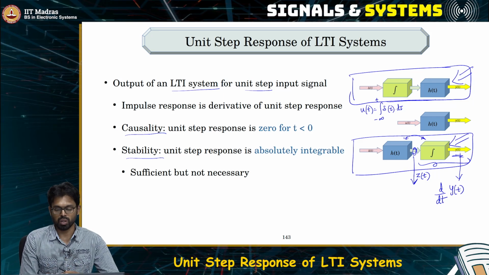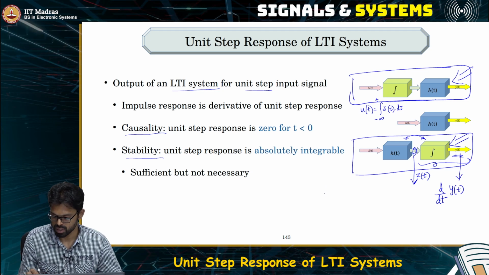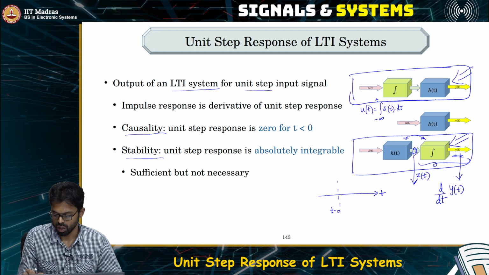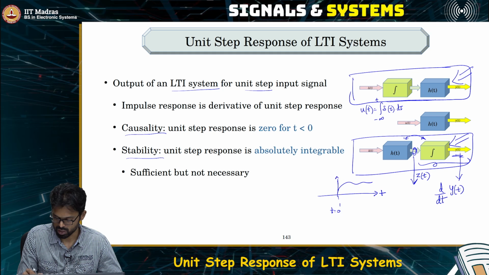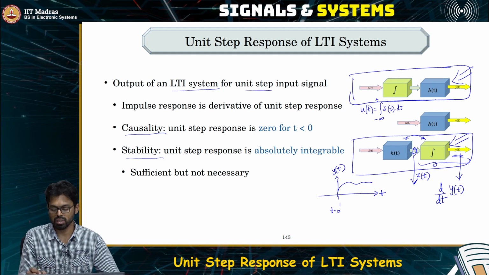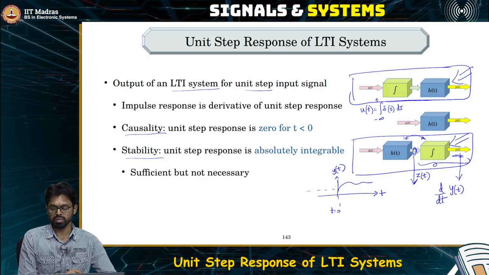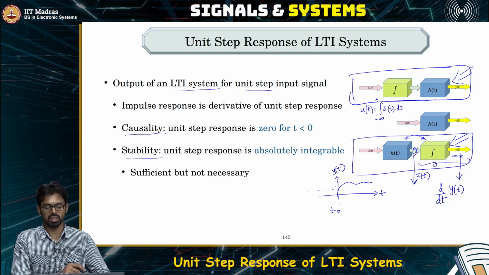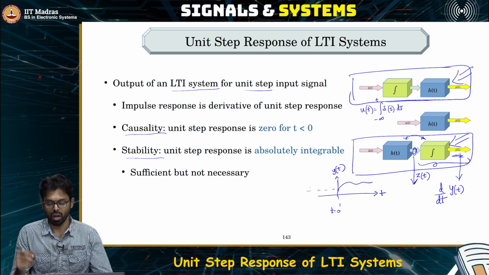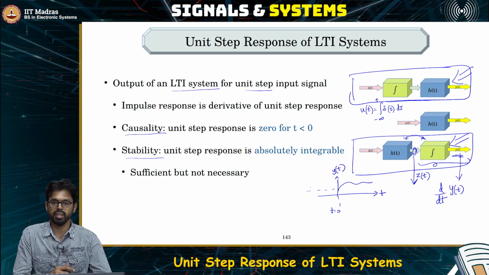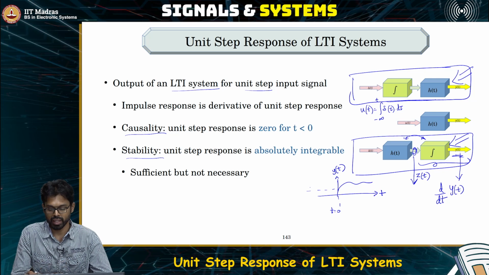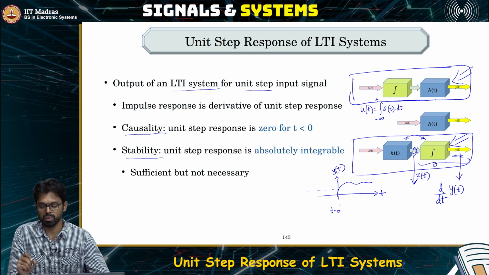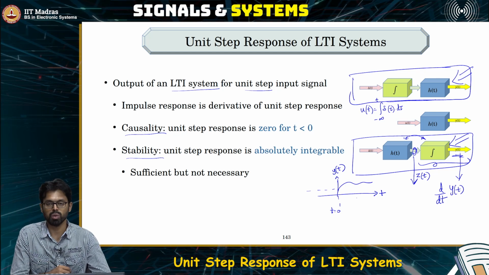We can talk about causality as long as the unit step response, let's say this is some response that we get for a unit step input, has 0 for all values of negative time. Then you can say that the system is causal. That's the same reasoning that we had earlier. How do we reason this? Remember, if the impulse response has non-zero values for negative time, the system is non-causal. So we can take the derivative of the step response, and from that we can know what the impulse response would be.